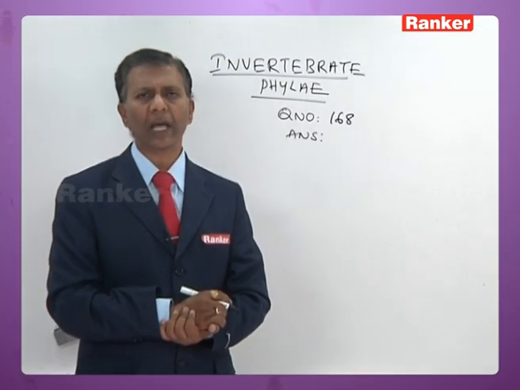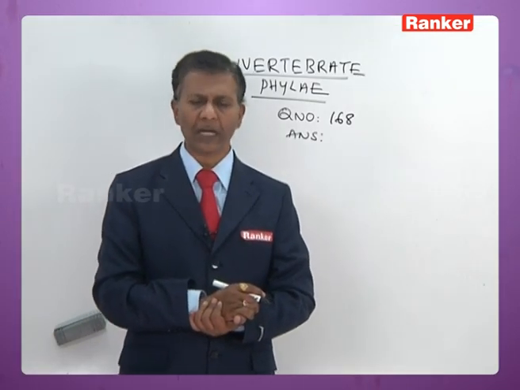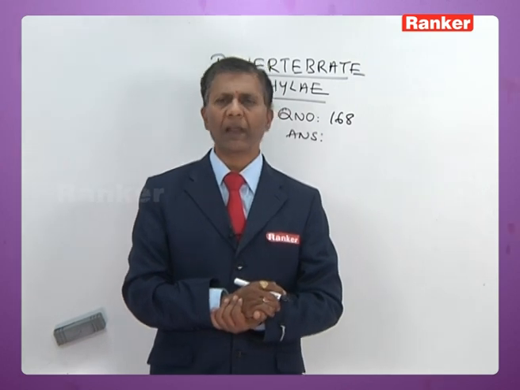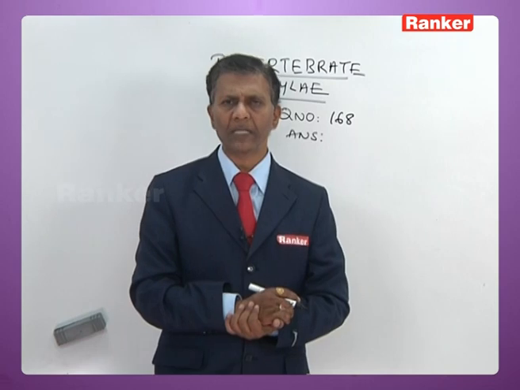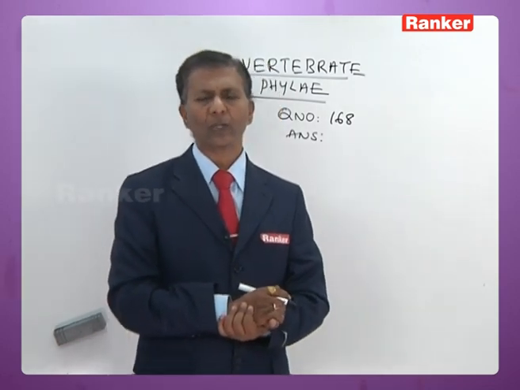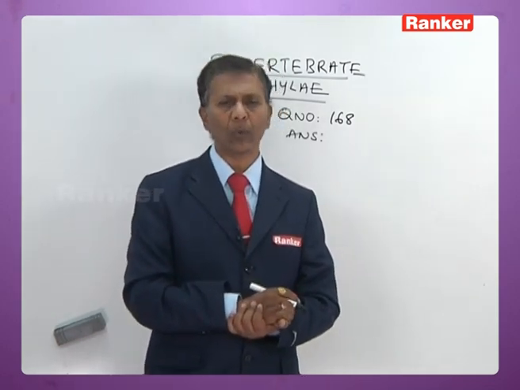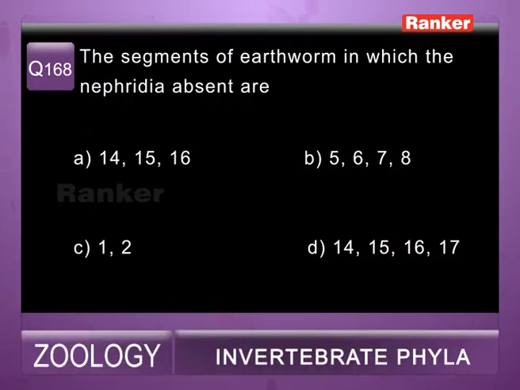Now as I made a mention earlier, integumentary nephridia are there from 3rd segment onwards, septal nephridia are there from 15th segment onwards, 4, 5, 6 segments pharyngeal nephridia are present. So the only segments without nephridia are 1 and 2. So 168 question, correct answer is C.